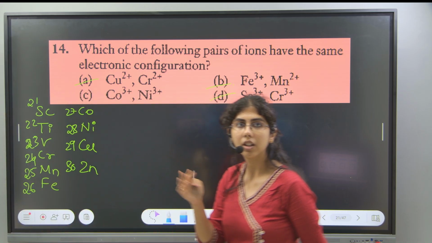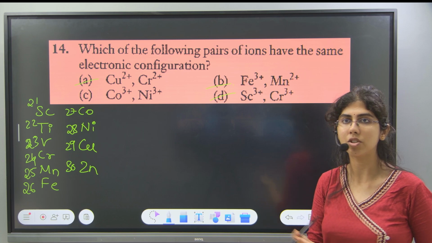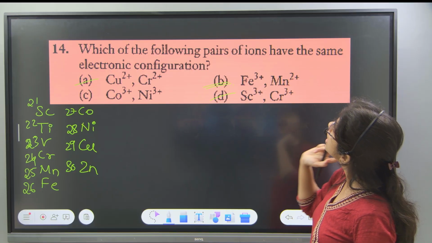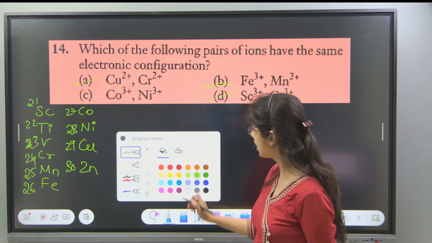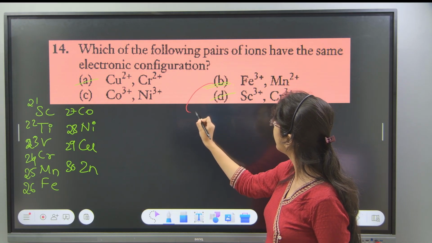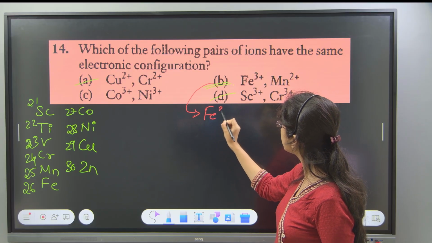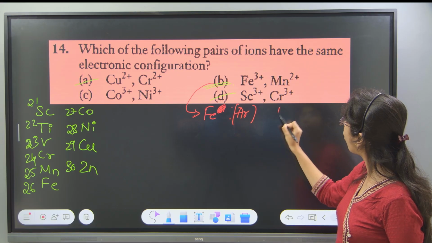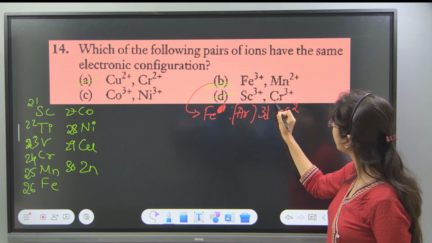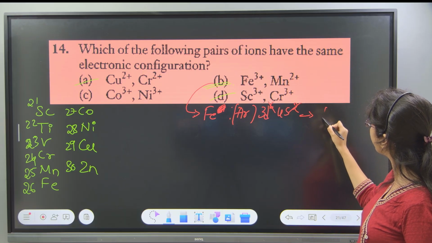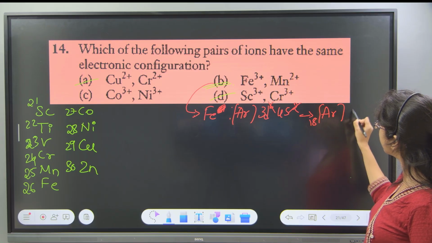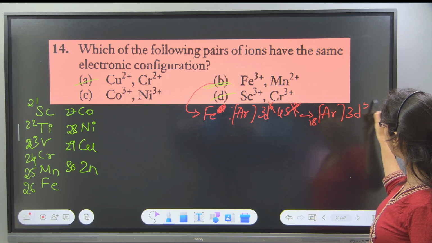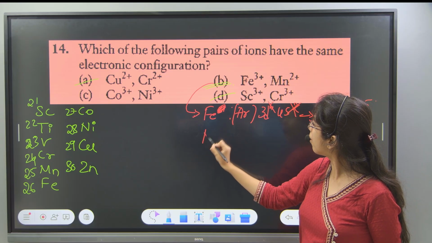You can note down, especially for those students who said option B. Okay, let us take your answer. Option B is correct. Let us take iron 3 plus. Iron is argon 4s2 3d6. If I remove 3 electrons, 2 from here, 1 from here, I end up having 3d5.